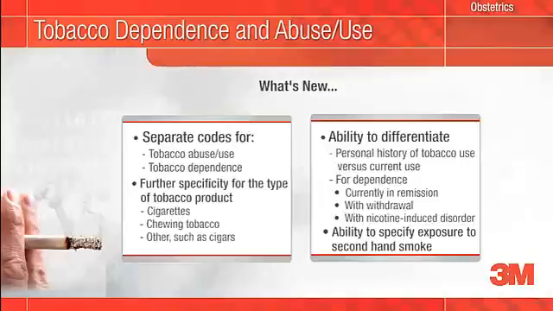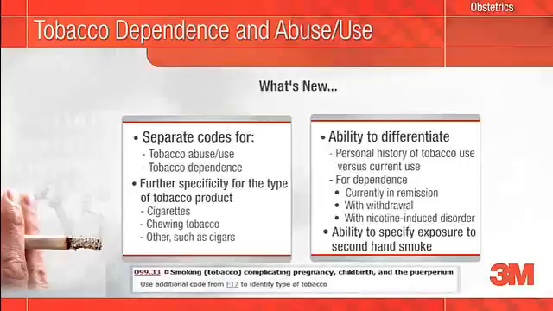ICD-10 also provides the ability to show a cause and effect relationship between tobacco dependence and nicotine-induced disorders when documented. When a mother uses any type of tobacco product during pregnancy, childbirth, or the puerperium, a code from subcategory O99.33, smoking tobacco complicating pregnancy, childbirth, and the puerperium, is assigned along with a code or codes for tobacco dependence, use, or abuse.